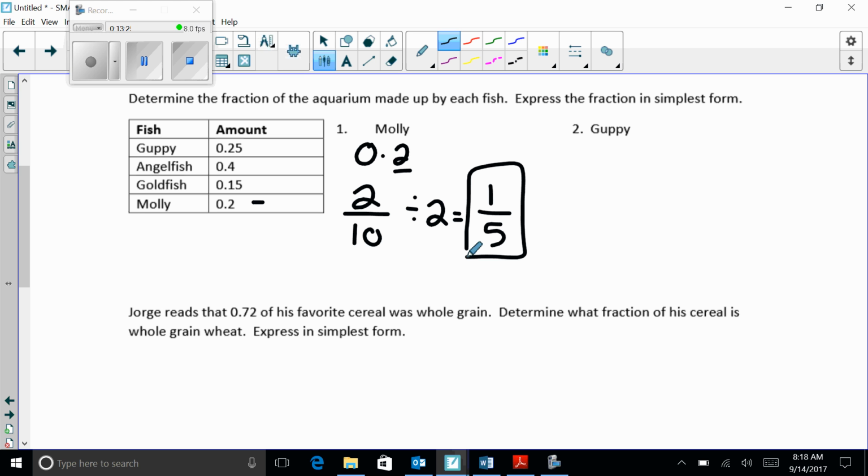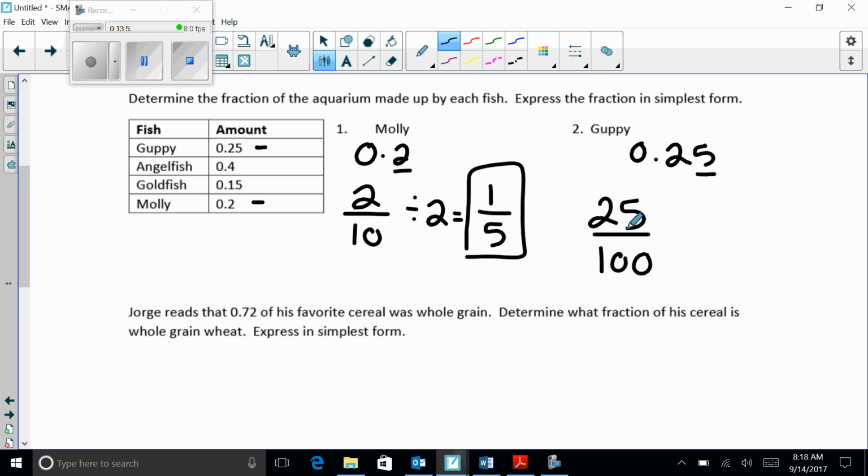So if I come over here and look at guppies, they are 0.25. So my 5 is in my hundredths place value, so that means my denominator is going to be 100. And now I take my 25 and I write the whole thing on top, because the whole number that you see goes on top as your fraction. So now I did the same thing I just did over here in my previous one.